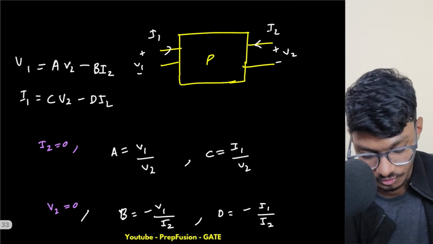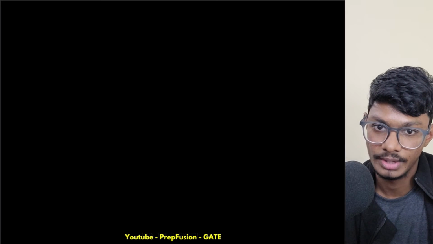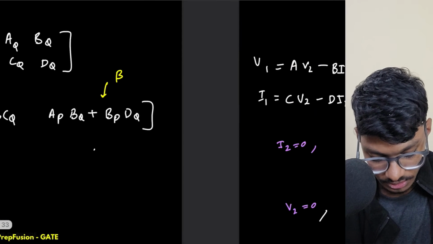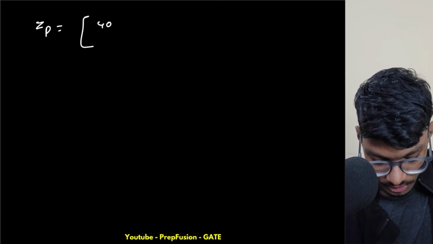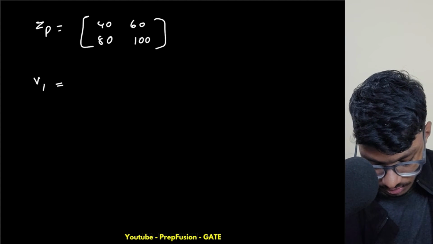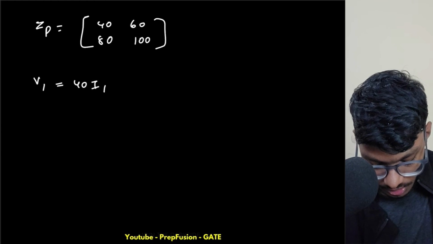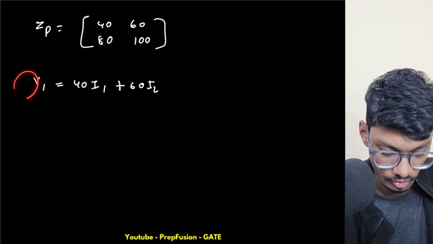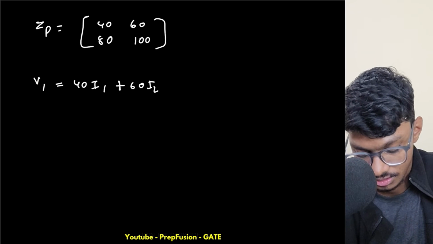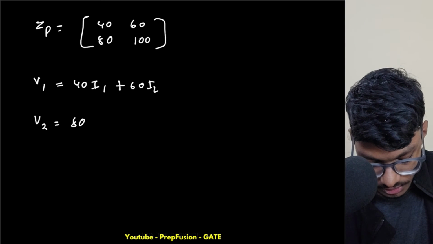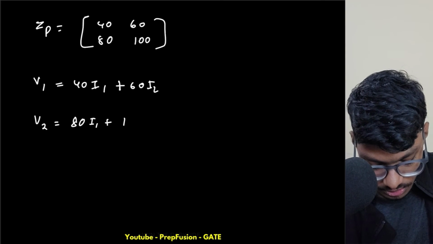Next, what should we do? Now we have been given the Z parameter of this P network. So let's write the Z parameter in terms of equations. ZP equals 40, 60, 80 and 100. So V1 equals 40 I1 plus 60 I2. Here the independent variables are I1 and I2. It is the Z parameter, so the ratio will always be in ohms. And V2 equals 80 I1 plus 100 I2.